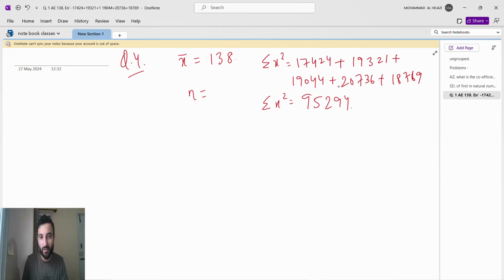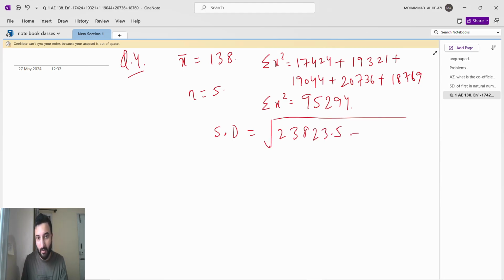And n is how much? 5. So we'll find the standard deviation: summation of x square 95,294 divided by n, so we get 23,823.5, minus x bar square, 138 into 138, 19,044. The standard deviation is square root of 23,823.5 minus 19,044, whatever you will get, 69 point.